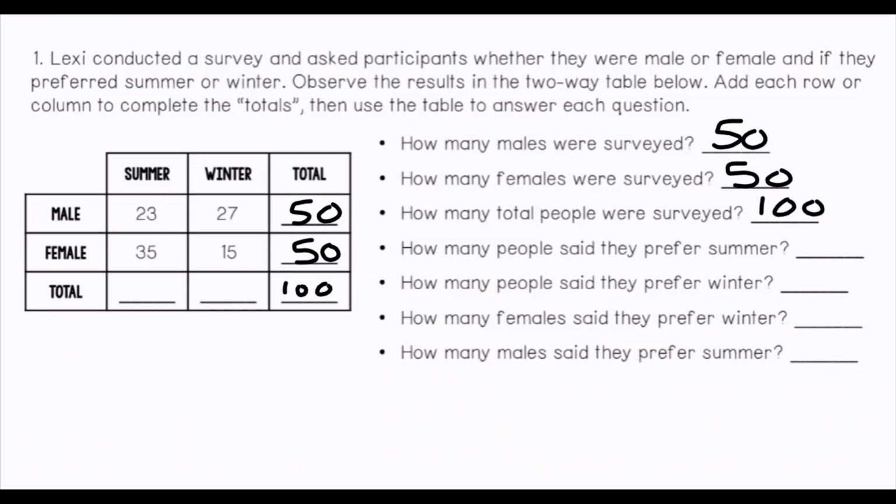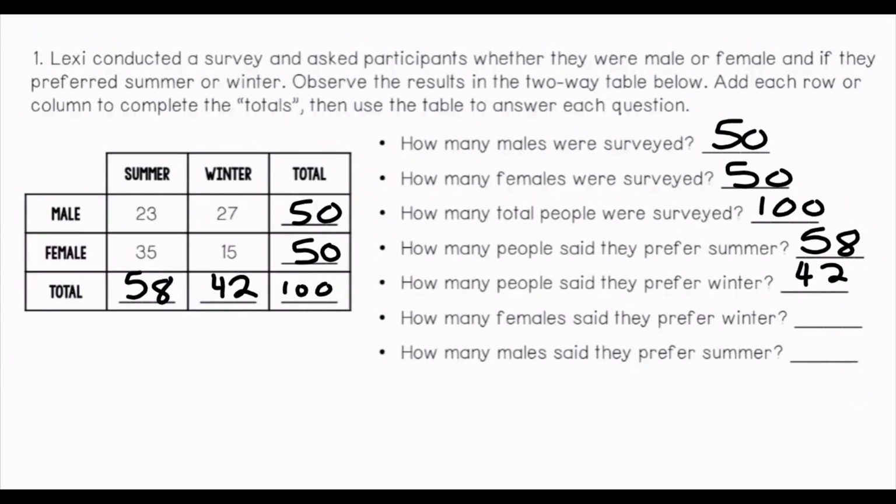How many people said they prefer summer? I'd read the summer column, which is 23 and 35. 23 and 35 is a total of 58 people, so 58 people preferred summer. How many people said they prefer winter? Again, I'd read the winter column, which is 27 and 15. 27 and 15 is 42, so 42 people preferred winter.